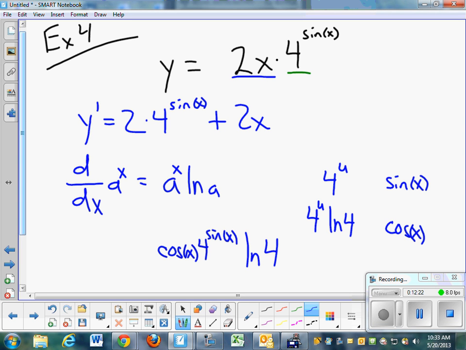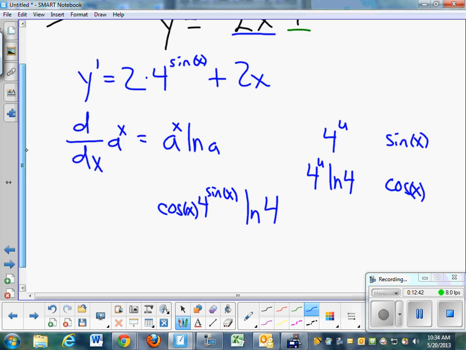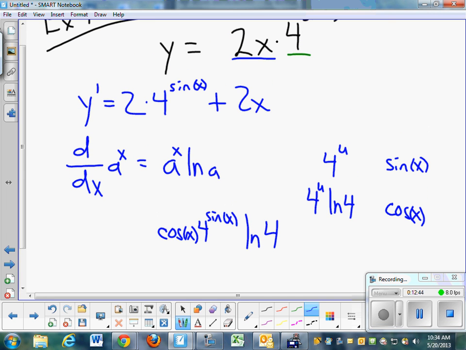Okay. So I've got 2 to the x. I've got 4 to the sine of x. Everybody should be able to get this far. So this is just a basic setup of the product rule. Now, did everybody get this? Okay, so I set that up using the chain rule, which I've set up right over here. So I end up with cosine of x times 4 to the sine of x, natural logarithm of 4. And that will tell me the slope of the curve at any given point.